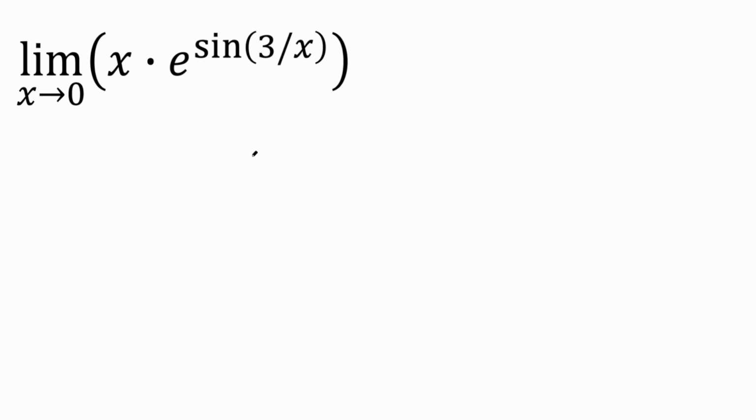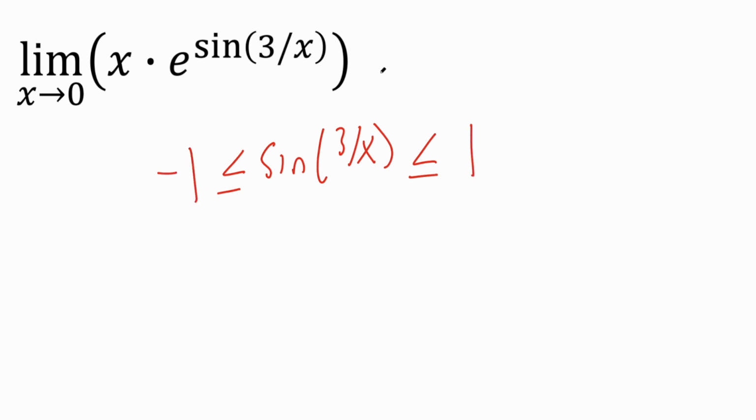So what we're going to do is pretend we just have sine of 3 divided by x. And we have to think, what's the biggest value sine can be and what's the smallest value? Like sine, it oscillates. So the biggest value you'll ever get is 1 and the smallest value you'll ever get is -1.